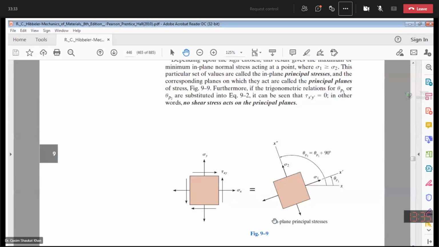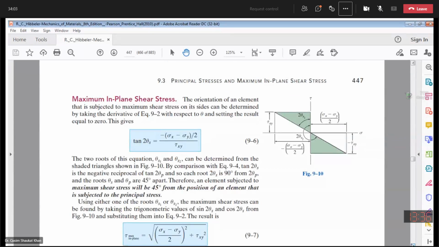So this is the final stage. Once you have calculated the orientation of the principal planes, and you have calculated the major and minor principal stress, you have to draw the figure. You have to show the orientation of the principal planes theta p1, theta p2, and you have to show the normal stresses acting over it. So this was all about principal planes, orientation of the principal planes, and computation of major and minor principal stresses.